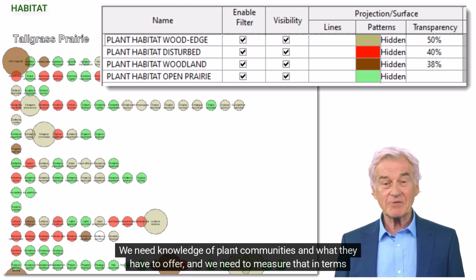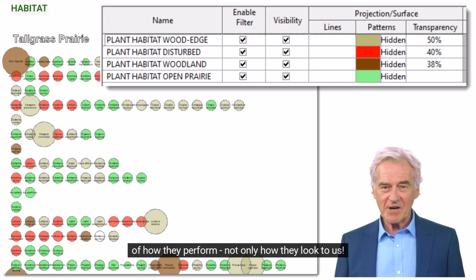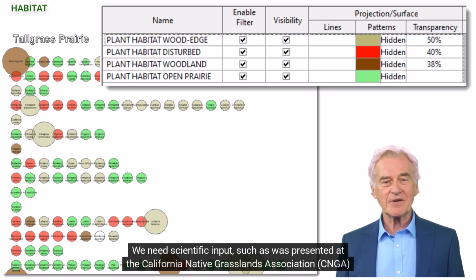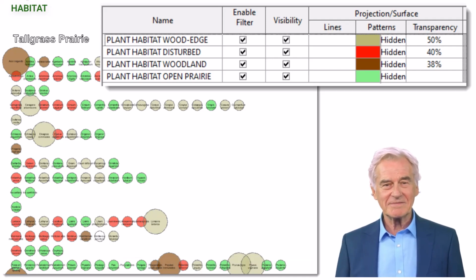We need knowledge of plant communities and what they have to offer, and we need to measure that in terms of how they perform, not only how they look to us. We need scientific input, such as was presented at the California Native Grasslands Association (CNGA) Symposium, where professionals explained the workings of complex grassland ecosystems.